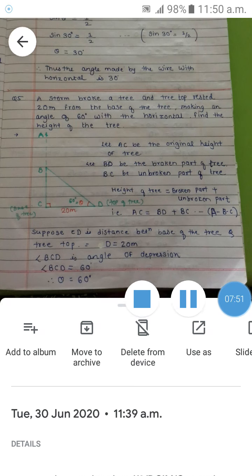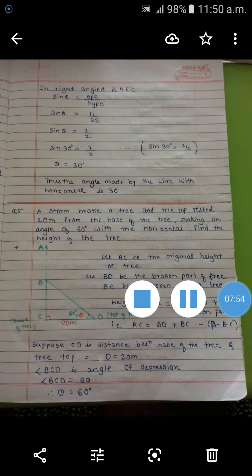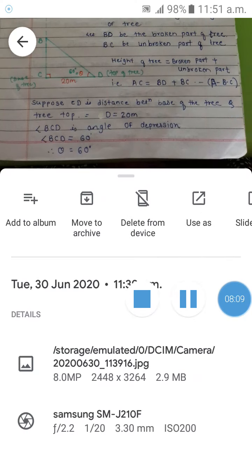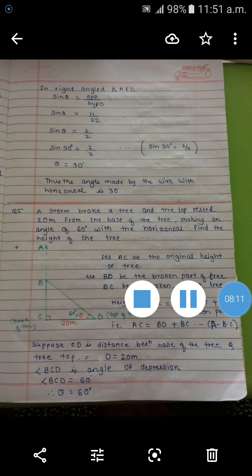Now we are going to see the next sum, the third one. It says: a storm broke a tree and the tree top rested 20 meters from the base of the tree, making an angle of 60 degrees with the horizontal. Find the height of the tree. Now if you observe the figure, there is one tree standing on the ground, and because of the storm the upper part, the top of the tree, has fallen and the tree top rests on the ground.